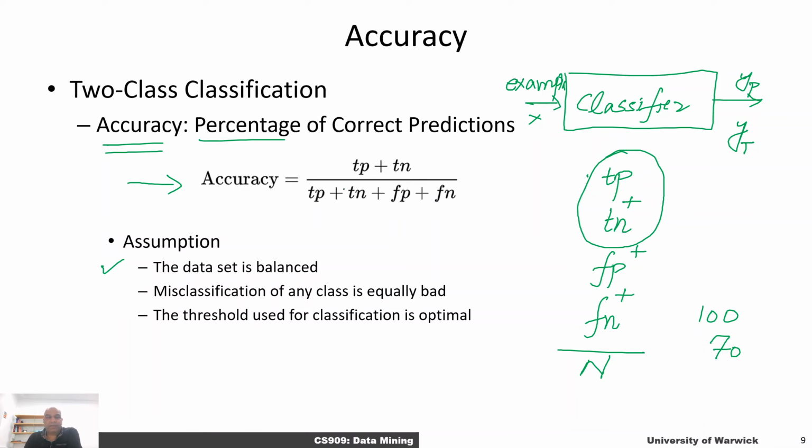So if the data set is balanced, that means in the validation data set, the number of positive examples is roughly equal to the number of negative examples. Let's say you've got 100 examples in total, 50 positive examples and 50 negative examples, then we say that data set is perfectly balanced. And if it is so, then you can go ahead and use accuracy.